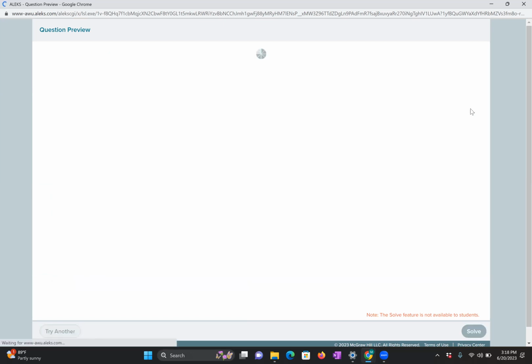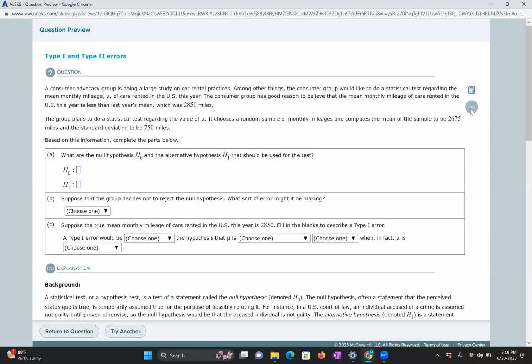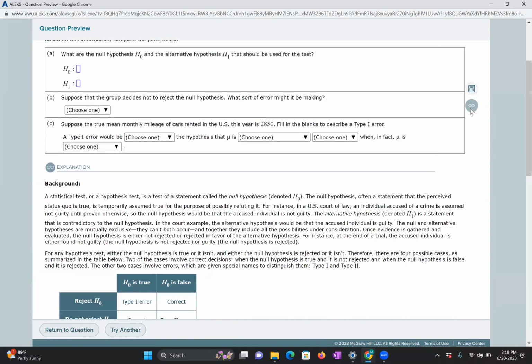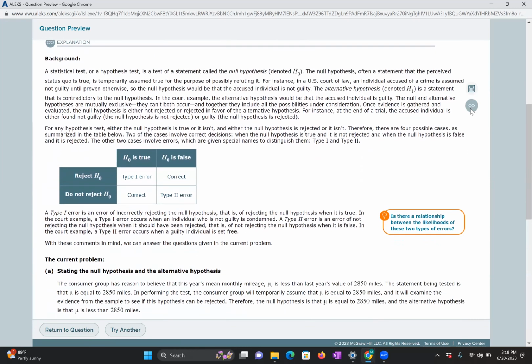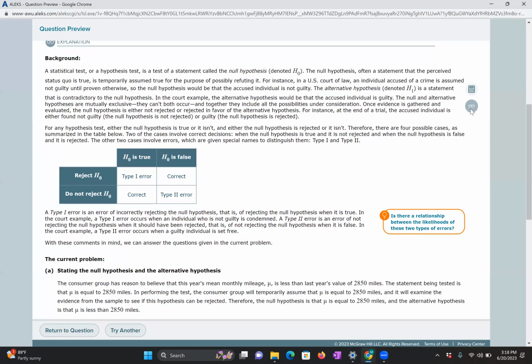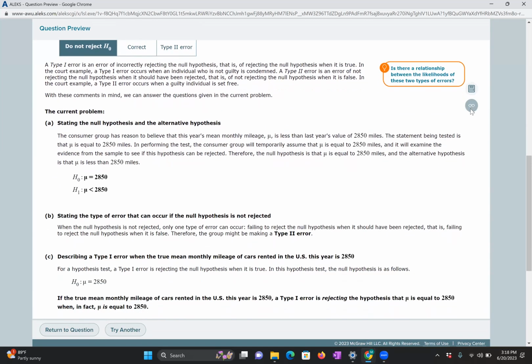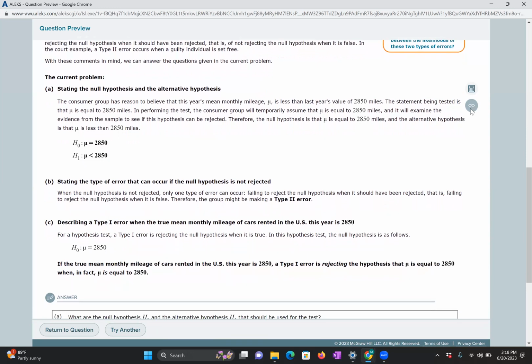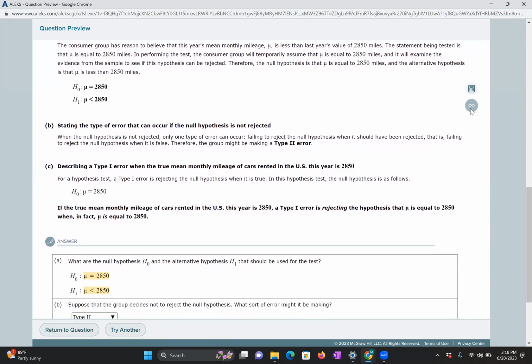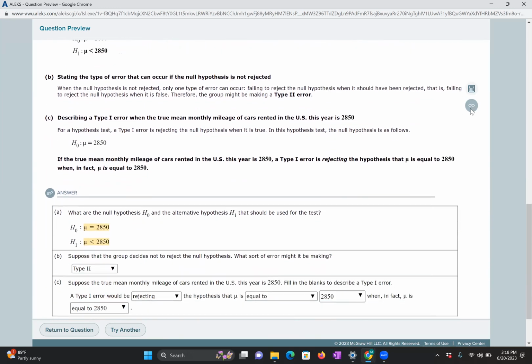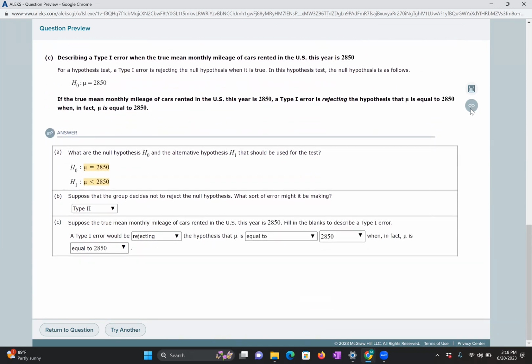Once again, here's the explanation. I'll show it to you. You can read it step by step. Just to explain it, just as we did. So again, type 1 is rejecting a true null. Failing to reject is when we deal with a type 2. All right, so that's that.